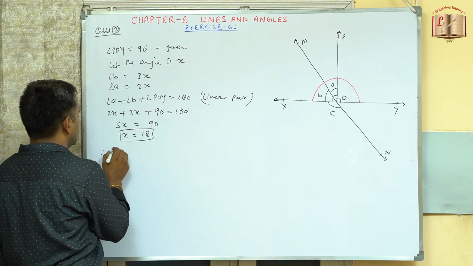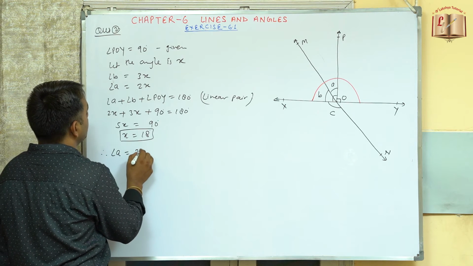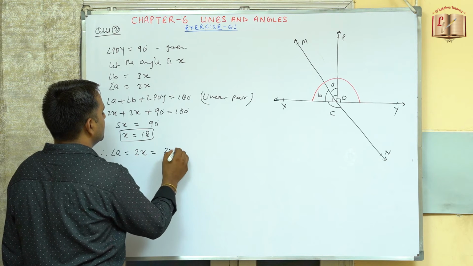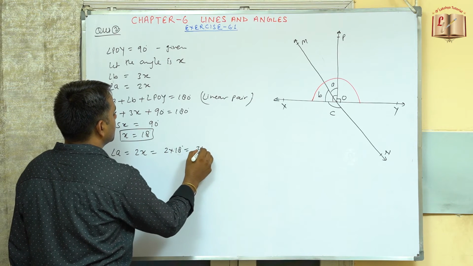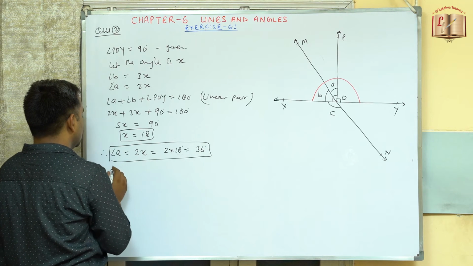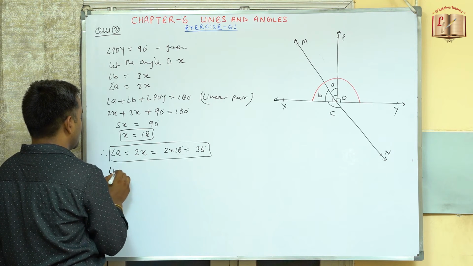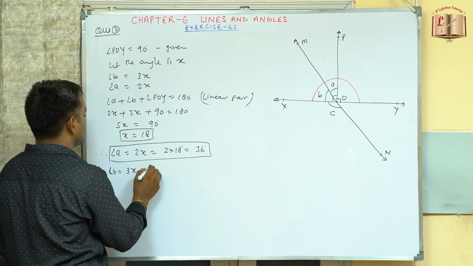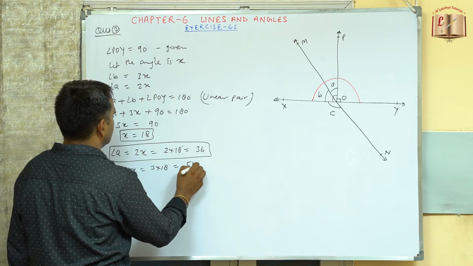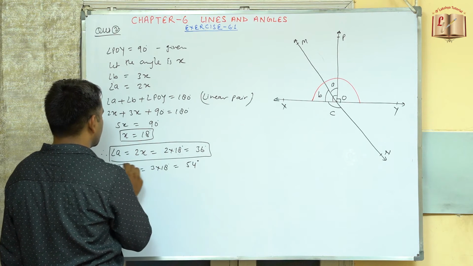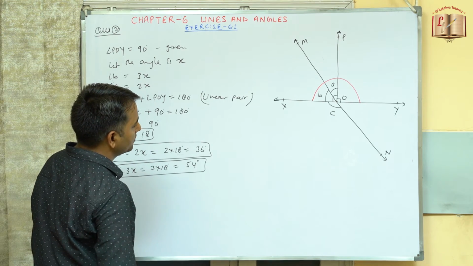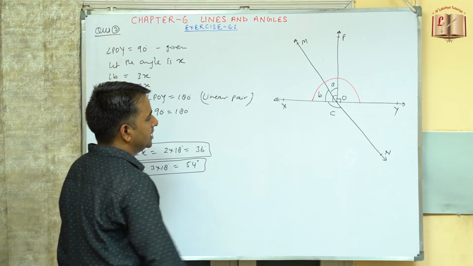So therefore angle A is equals to, this is 2x, so this is 2 into 18, so this is equals to 36 degree. So we got angle A as 36 degree. Similarly angle B will be equals to 3x, so this is 3 into 18, so this is now 54 degree. So we got angle B also as 54 degree. Now we need to find out angle C.